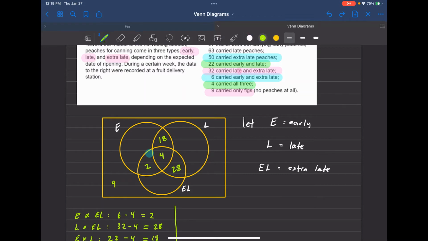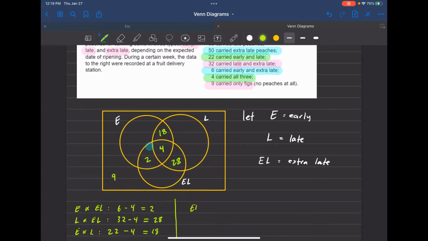And we already know three portions of it, so we can only find the last piece by subtracting all of it from 50. So for extra late, we know there are 50 trucks. So subtract 2 plus 4 plus 28, because all of this is part of extra late. And if I do the subtraction, so let me go ahead and erase this as well. We will have 50 minus 34, which would be 18.